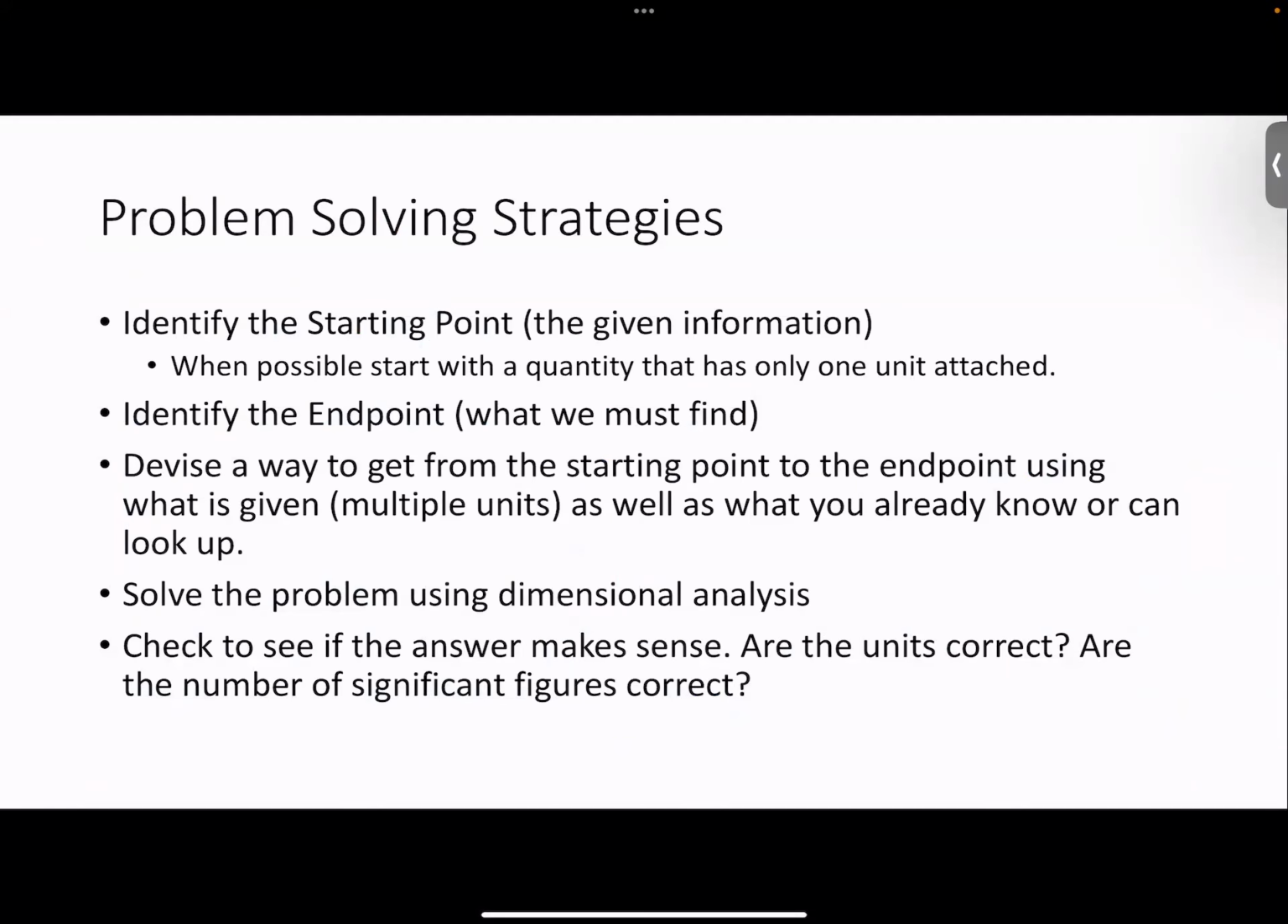Now, there are problem-solving strategies, and I use this strategy. I may not say every step every single time, but I'm using this strategy within my process. The very first part of the strategy is identifying the starting point. This is going to be within the information that is given in the problem. About 90 to 95% of the time, it's going to be a quantity that has a single unit associated with it.